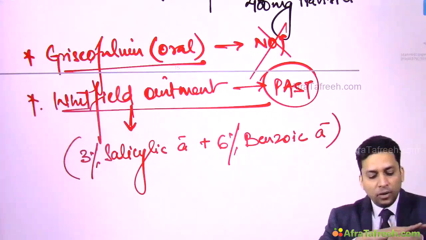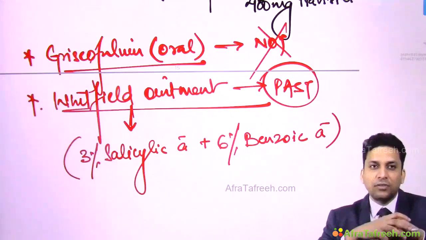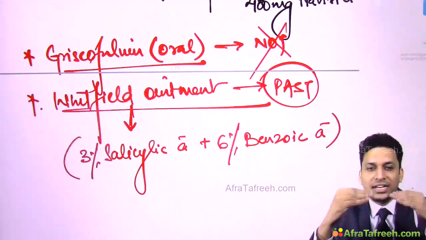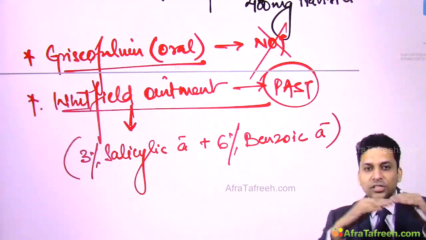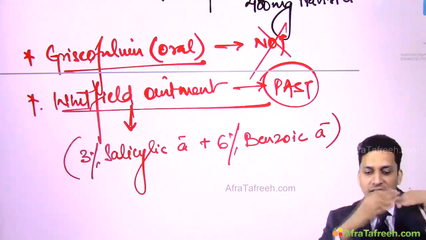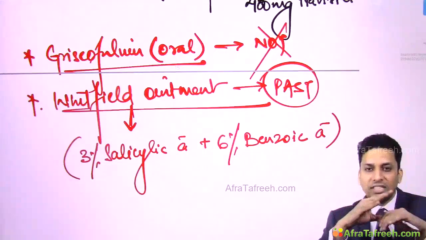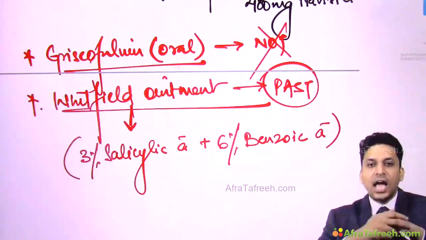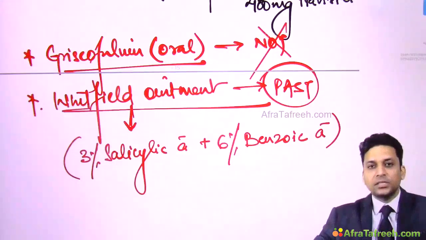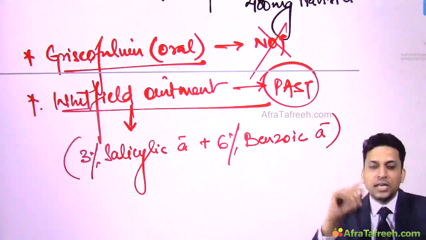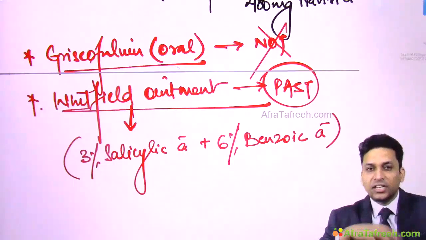When you apply this Whitfield ointment over the skin, what happens? This acid percolates into the skin, it denatures the cells, and these superficial denatured cells start sloughing off and are replaced by normal skin from below. So what is happening is skin resurfacing, and due to this, the superficial fungal infection also gets sloughed off. That is how it works, but it is no longer used.